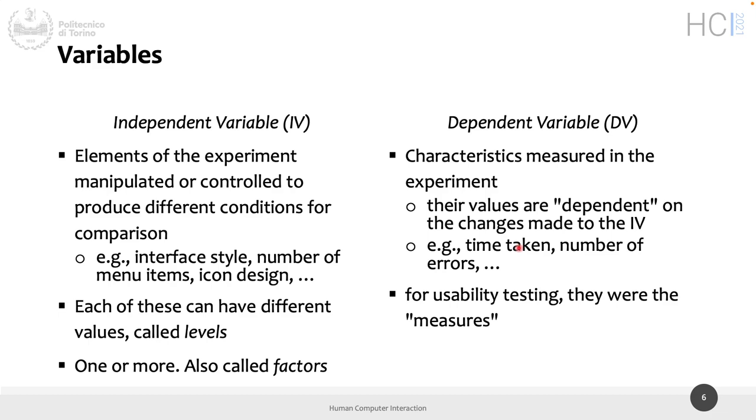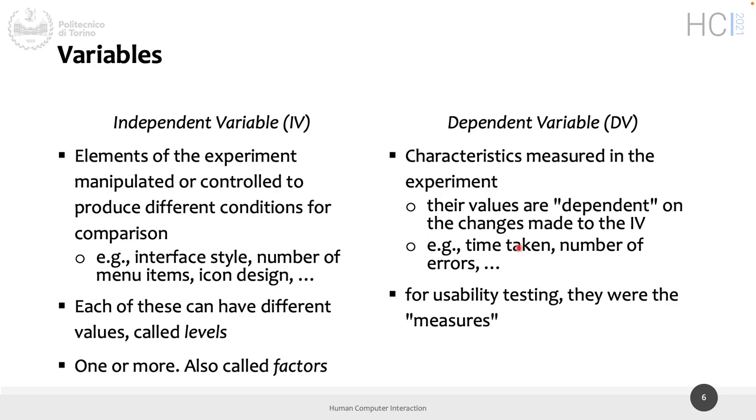So examples of independent variables: the style of the interface. An interface with a certain style and the same interface with another style. The number of menu items. We have menus and we would like to understand whether a menu with three items produces fewer errors than a menu with seven items in it. It's the menu, and only the menu is changing, not everything. Or the icon design. So again, something that we change and manipulate according to our question.